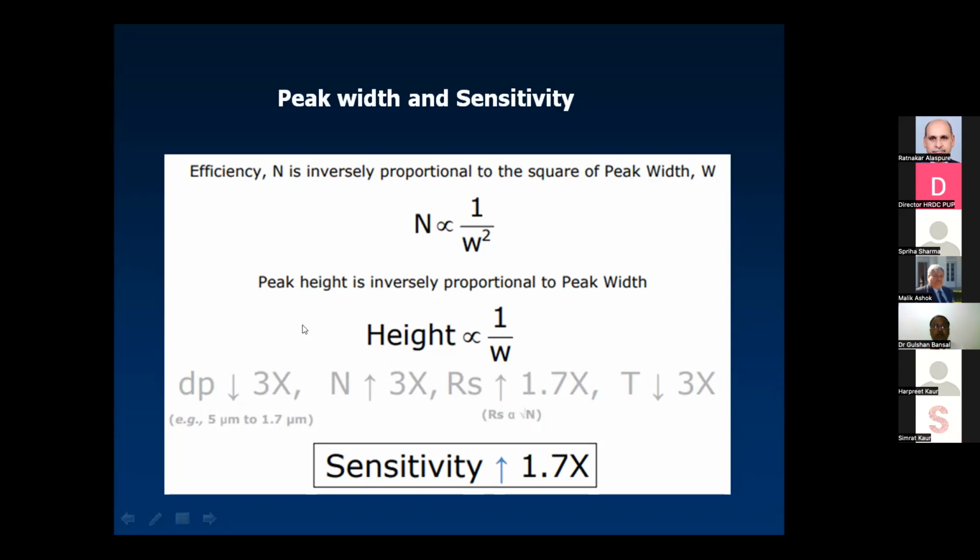So if you see again, a 3 times decrease in the particle size increases the number of theoretical plates by 3 times, and resolution is increased by 1.7 times, right? And the sensitivity is increased by again 1.7 times. So the more the resolution, the more the sensitivity.